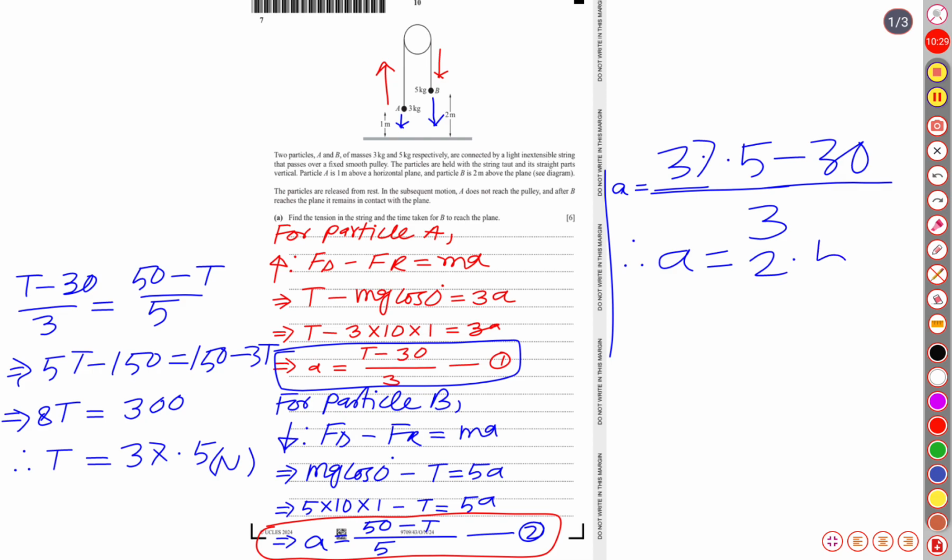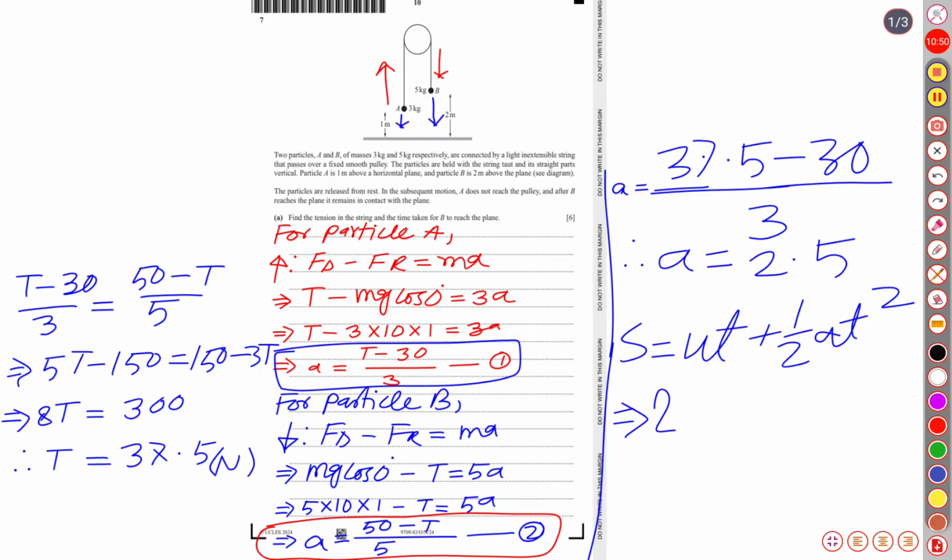it is going to be 2.5. Now we are to find the time, and s is equal to ut plus half a t squared. S is the displacement, and the displacement traveled by B when it reaches the ground is 2. The initial velocity was 0. So it is 0 plus half of the acceleration, and we have obtained the acceleration as 2.5 meter per second squared, times t squared.